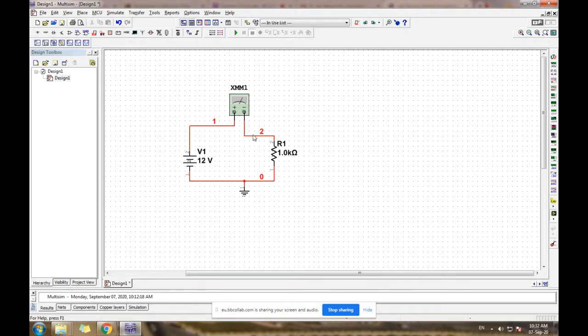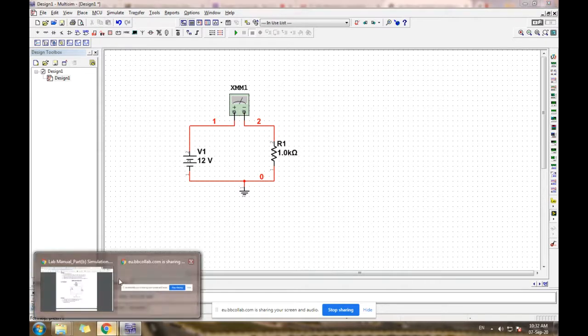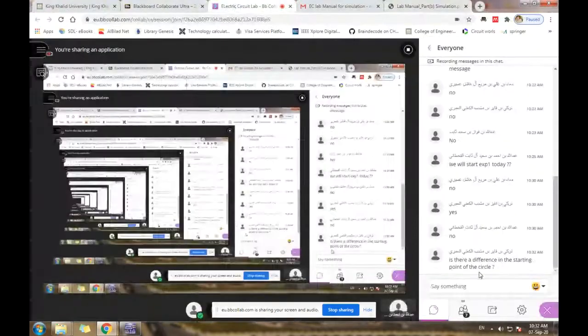If you want to move things, you can move this up, this also you can move here, and this also you can move here. It is simply ground. Let me check for any questions.